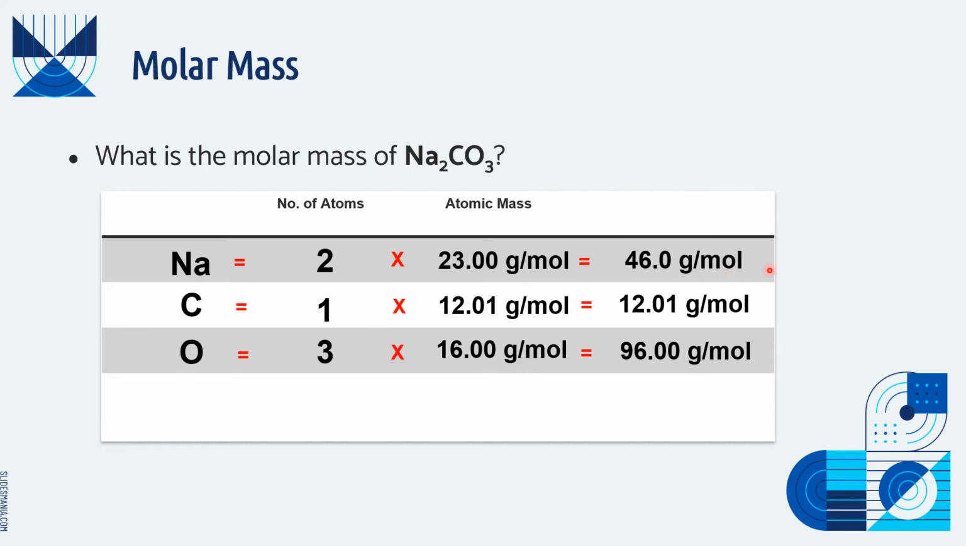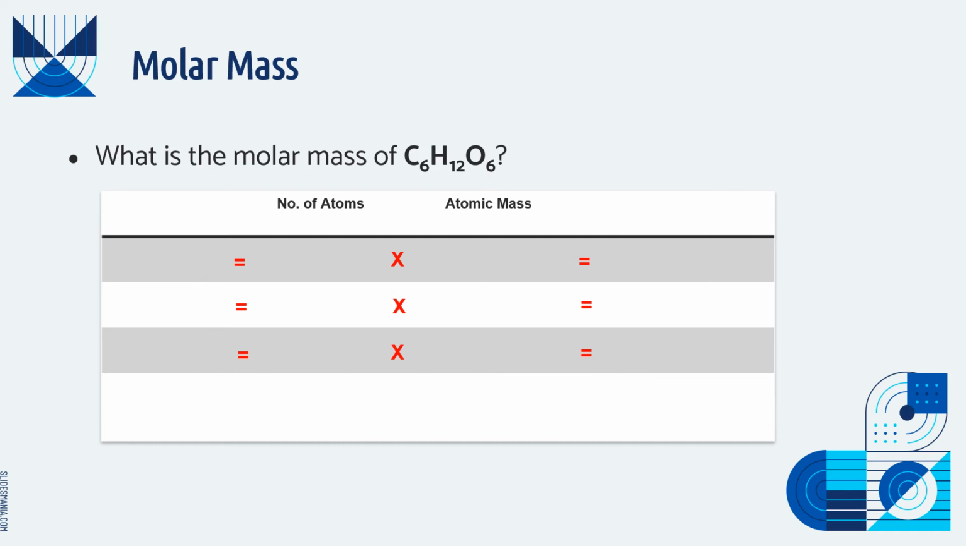96.00 gram per mole. So from this one, you have to add these atomic masses to get the molar mass of sodium carbonate. So 46.0 plus 12.01 plus 96.00, the answer is 154.01 gram per mole. That's the molar mass of sodium carbonate. How about the molar mass of glucose?